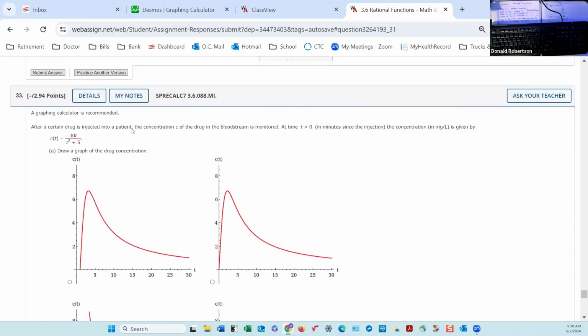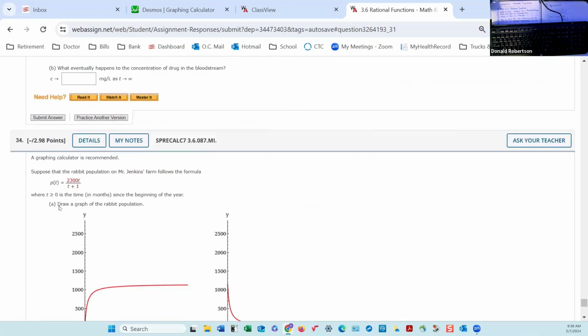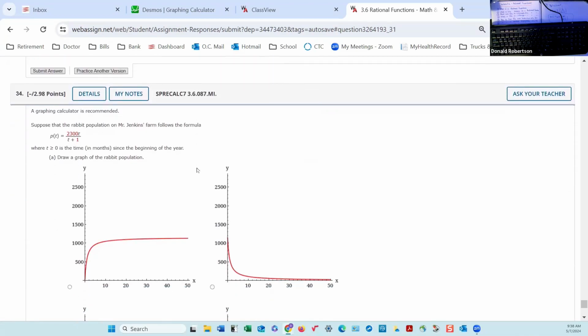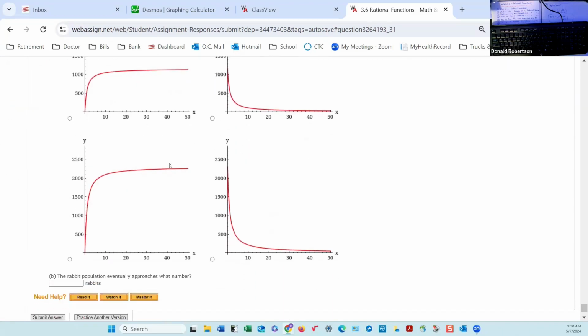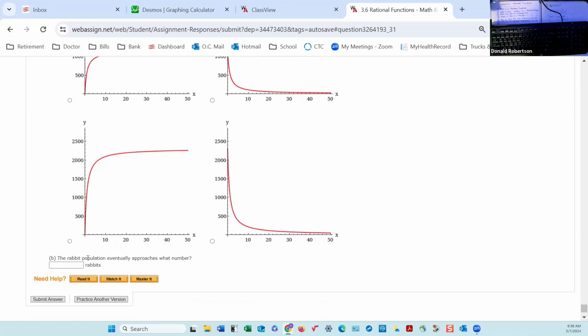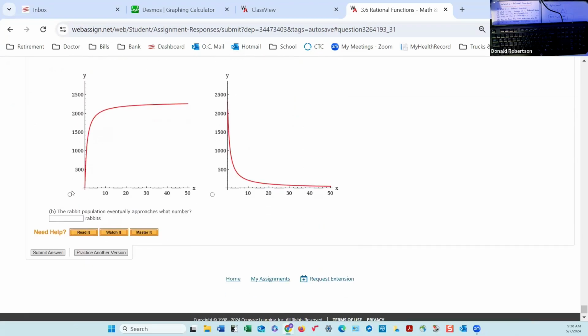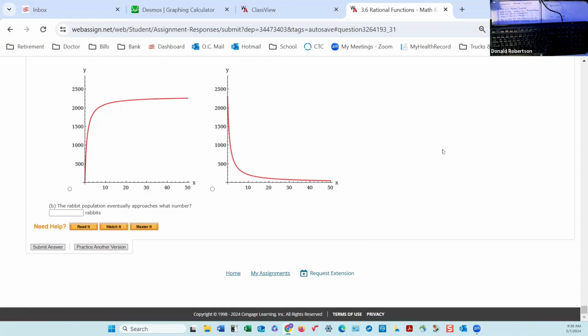Right, question 33 is pretty much the same as the one above. This one here is to do with a rabbit population, but what you're going to do is put this into Desmos and answer the graph, and then whatever is the final question.